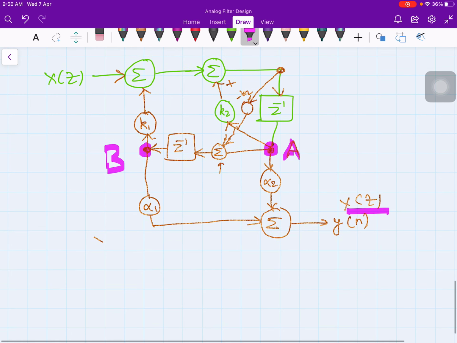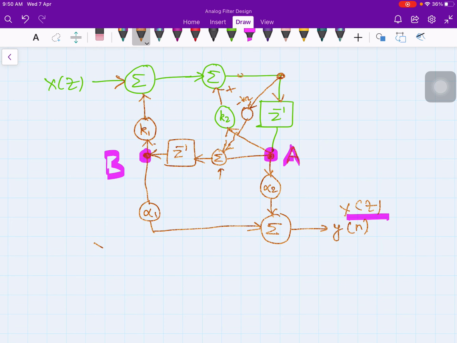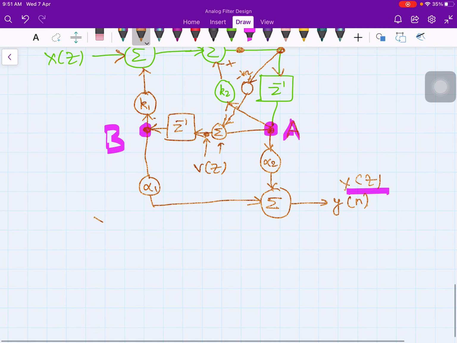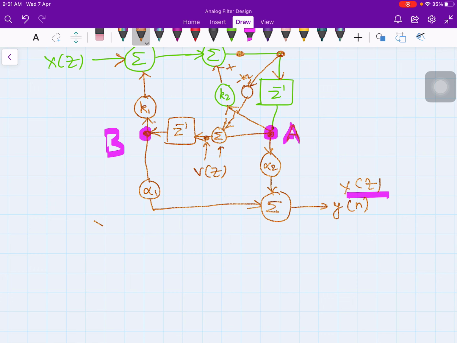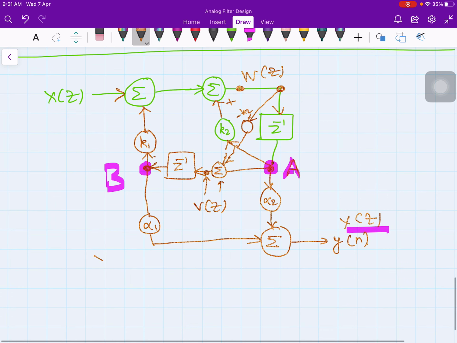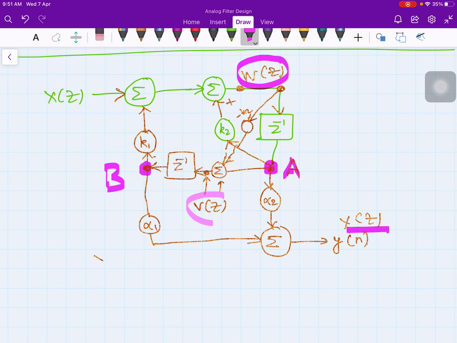Okay, so we indicate this point as w of z. There are many other ways of doing it, but I did it like this. And then this point, signal flow, I will call v of z. Okay, that's enough. I don't have to indicate any other, because all other signals can be expressed in terms of this w of z and v of z.